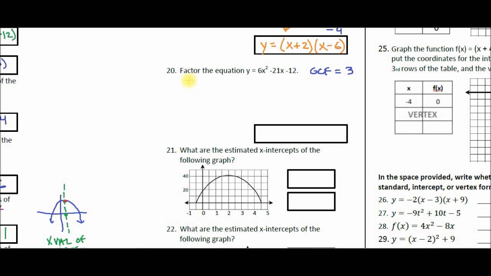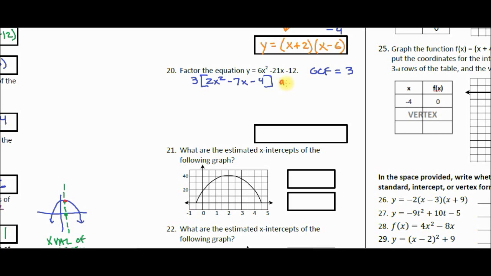So this first step, we've got to get the GCF out of here. So we're going to just go 3, and I'm going to use square brackets. What's left over? Looks like I've got 2x squared minus 7x minus 4. Class, do yourself a favor. Check your work now before you continue. 3 times 2x squared is 6x squared. 3 times -7x is -21x. And 3 times -4 is -12. That looks good. Now we can factor.